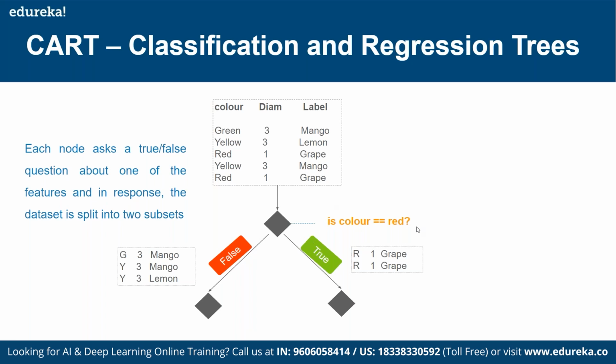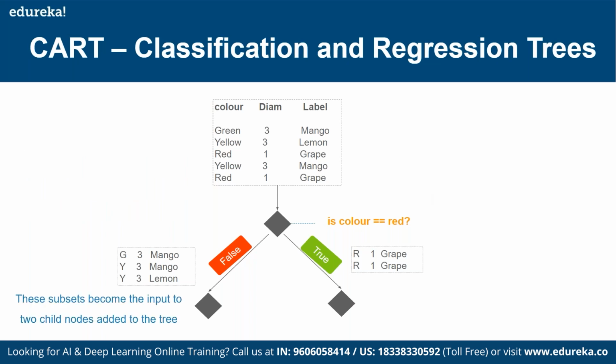So this is the critical part. What feature should I take, and what value of that feature should I take to make the decision? That is what we'll be learning today. That is how decision trees work. This is a classification case. In the regression case also, it follows the same method. Now you can see these subsets become the input to the two child nodes added to the tree. So this is the data set that comes into the root.